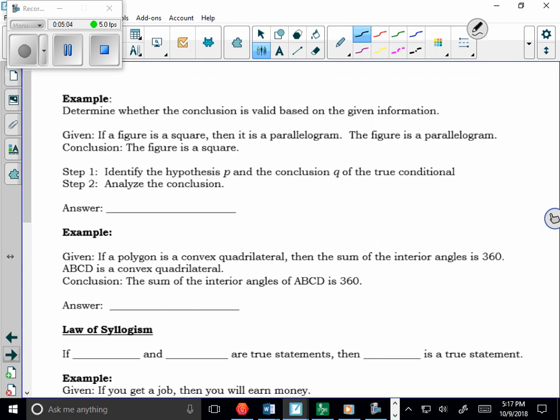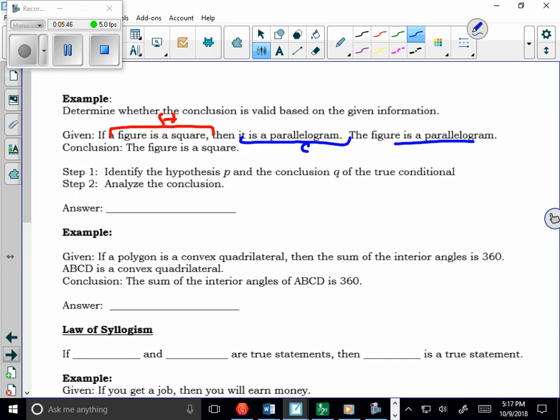So let's take a look at the back page of that, and we'll look at a couple other examples. What it wants me to do here is determine whether the conclusion that they gave is valid based on the given information, so using this law of detachment. Now this can be a little bit tricky. They're giving me, if a figure is a square, then it is a parallelogram. That's my if-then statement. If a figure is a square, that's my hypothesis, then it's a parallelogram. It is a parallelogram is my conclusion. So they're giving me my conclusion. They're saying the figure is a parallelogram, okay?